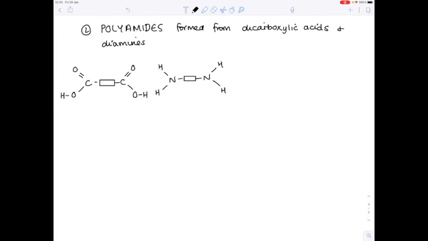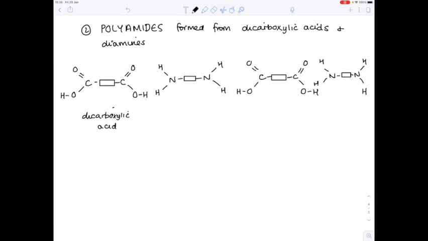And then let's draw the same monomers again. So here's our dicarboxylic acid, here's our diamine. Because it's a condensation reaction, we're going to lose the water molecules again. Notice that the OH comes from that dicarboxylic acid again, the H is this time from the diamine. So that will happen 3 times in this particular example, and then just stick together the remaining parts of the molecule.